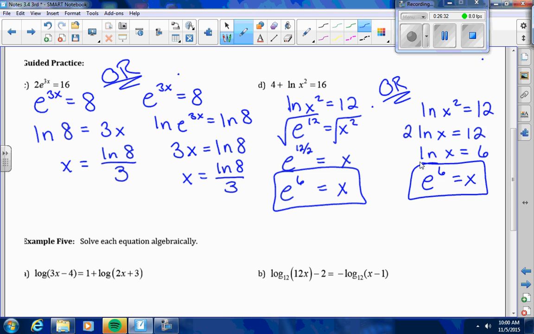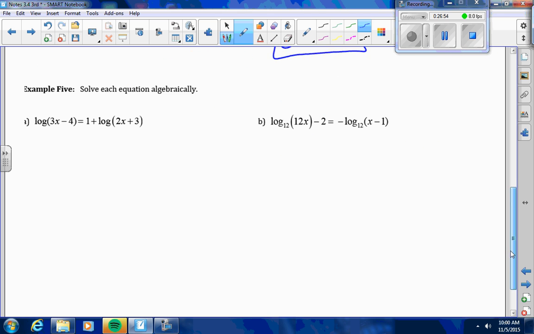You only have to be able to do one method and get me the correct answer. You don't have to do both. But I wanted to show you both because some of you probably did one method and some probably did the other. Okay? Any questions over any of that?